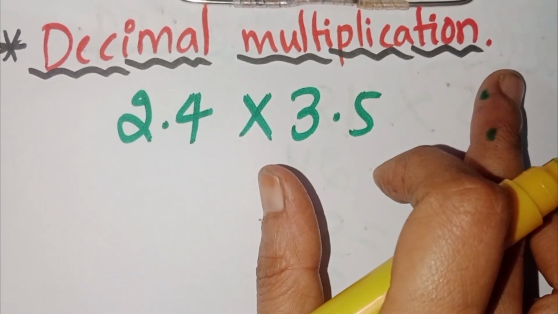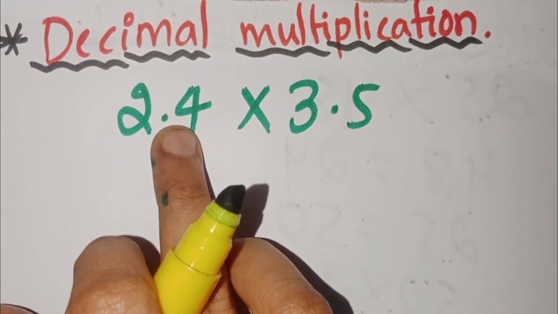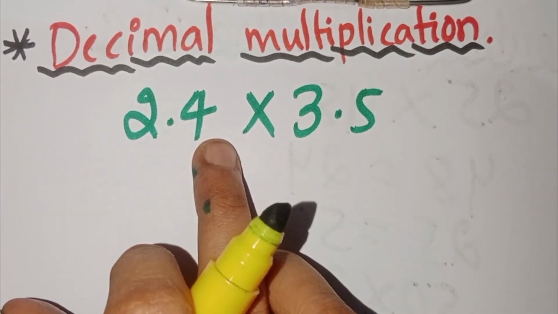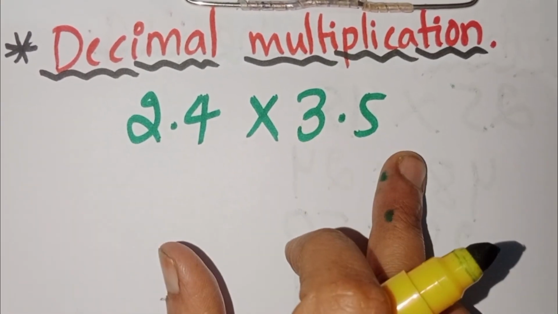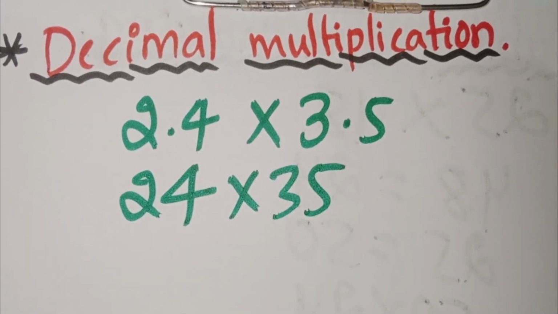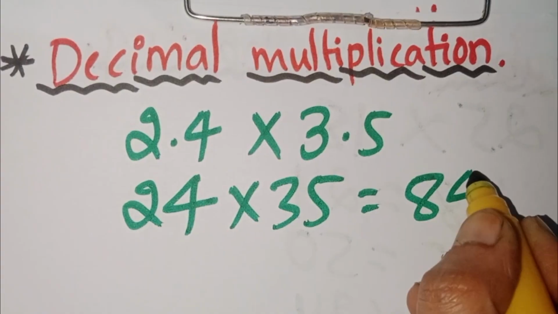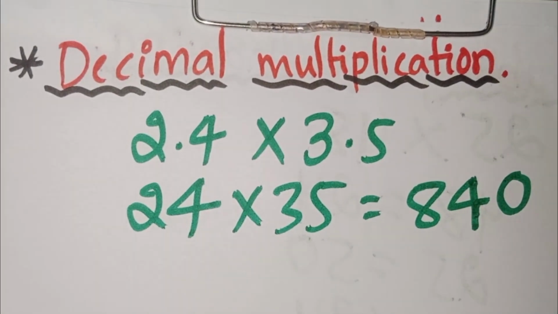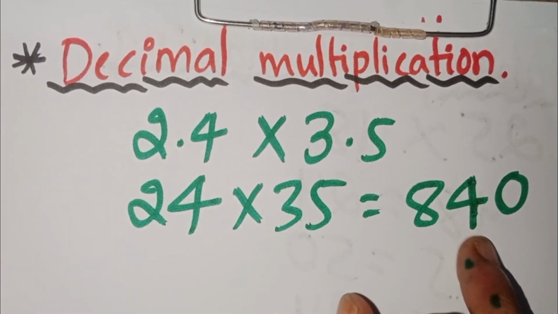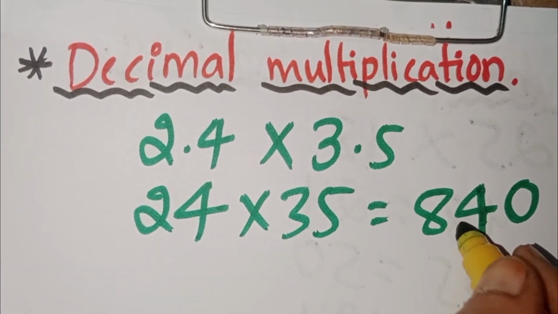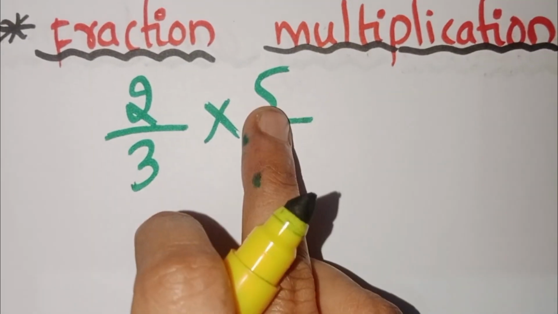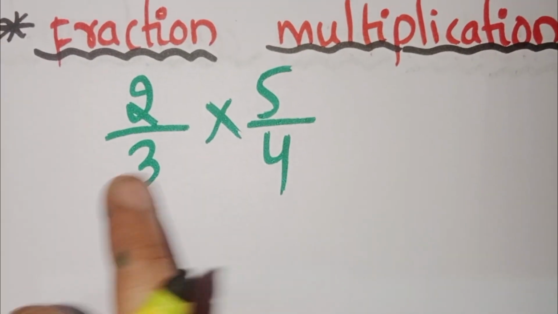Decimal multiplication trick. Ignore the decimal points, multiply normally, then place the decimals according to the total number of decimal places. 2.4 into 3.5. 24 into 35 is 840. Now place the decimal according to the total number of decimal places. 8.4.